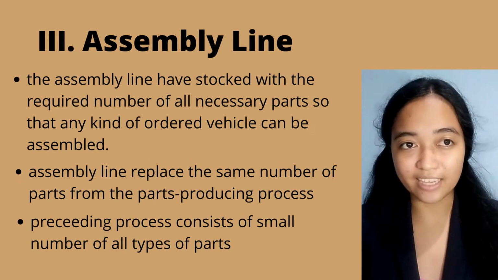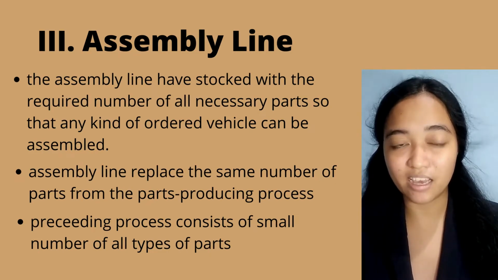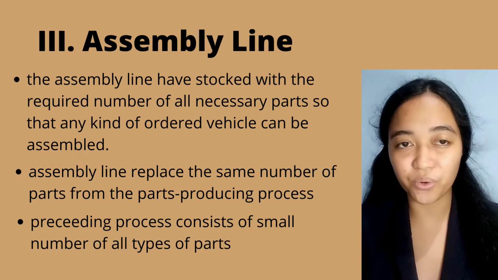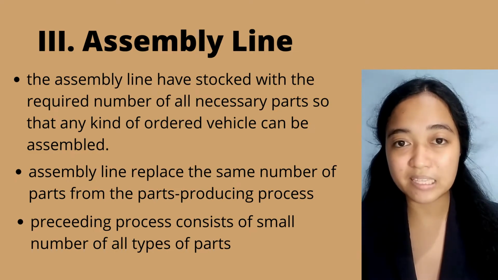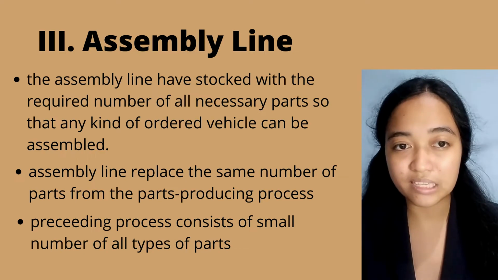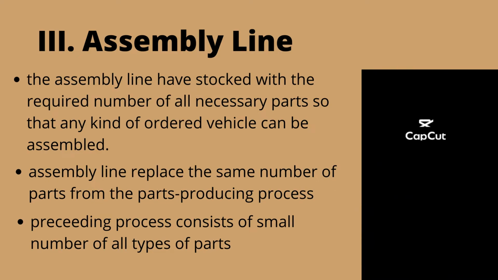Under the assembly line, the auditor will audit on whether the assembly line has stock with the required number of all necessary parts so that any kind of ordered vehicle can be assembled, whether the assembly line replaces the same number of parts from the parts producing process, and whether the preceding process consists of a small number of all types of parts.